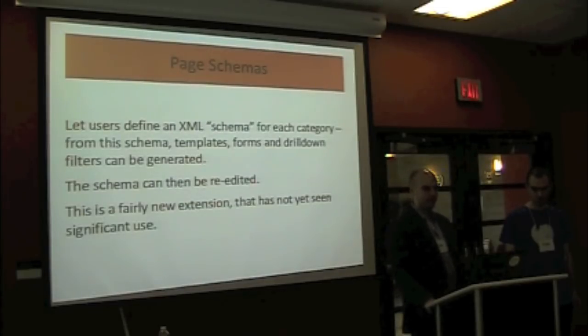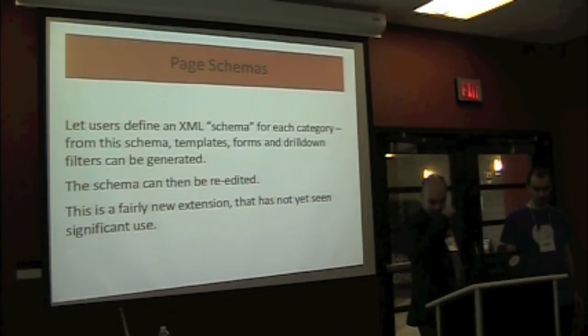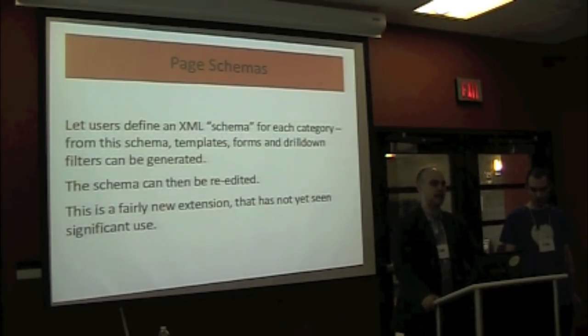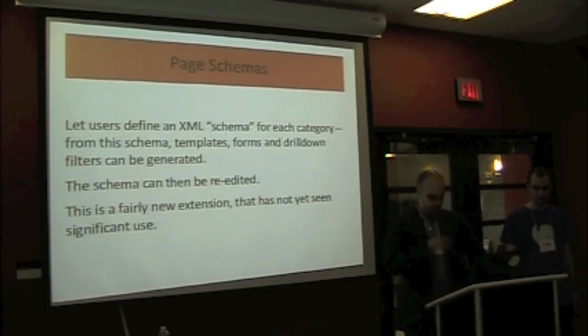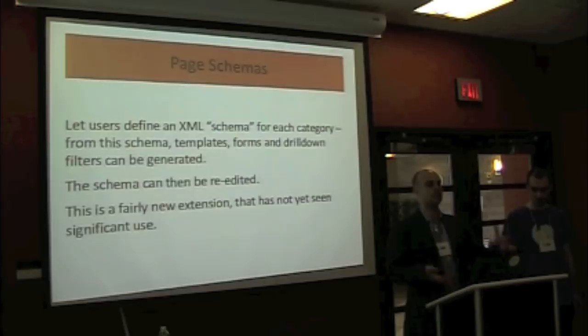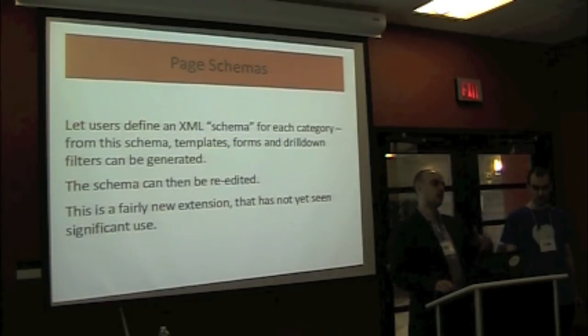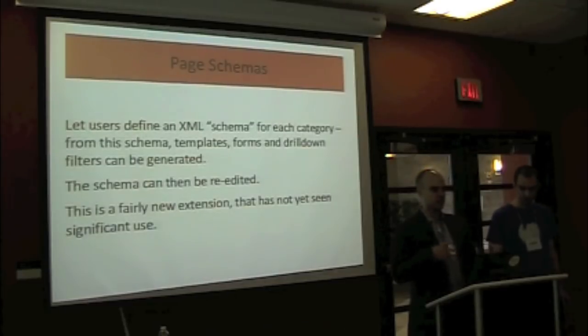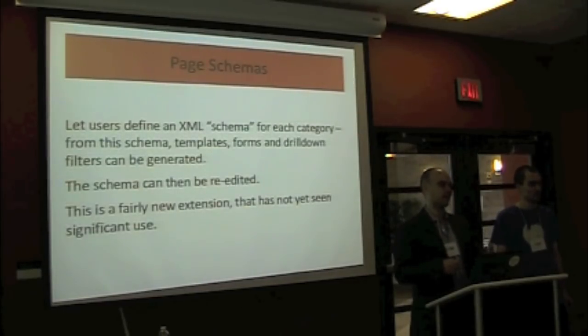So the next thing is page schemas. It's a fairly new extension, and it's not being used that much yet, but the idea for it is that it creates a framework for defining everything, all this stuff that we've talked about, or a lot of the stuff that we've talked about, in one place. So a category can hold an XML schema that says these are all the fields, and this is the form input for each one, and the filter if it exists for each one, and then you can use the form to both create it and re-edit it.